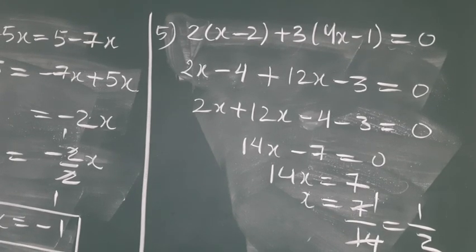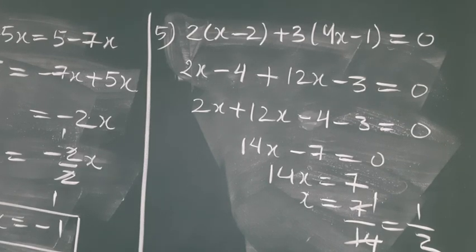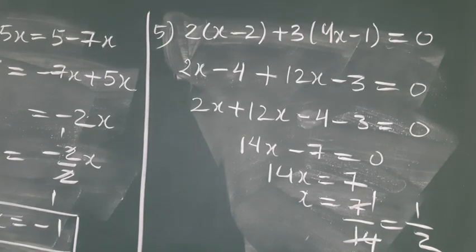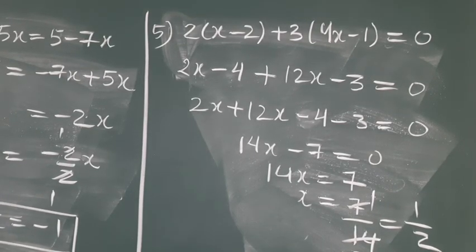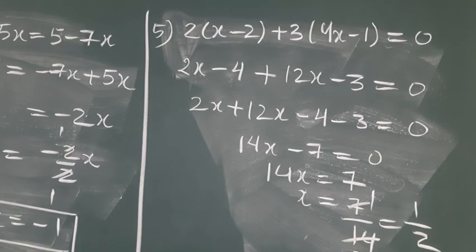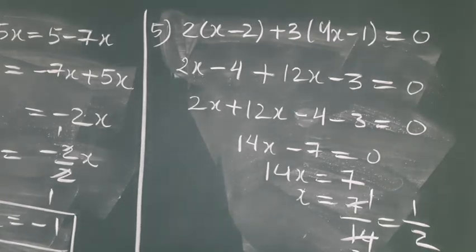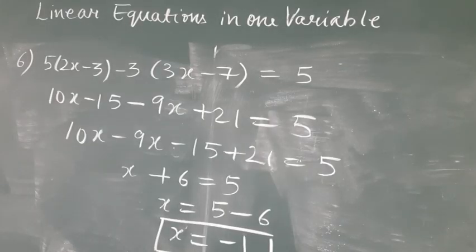Since 14 is multiplied with x, once it goes to the right hand side, it will be 7 upon 14, and once you simplify 7 upon 14, it will be 1 upon 2. So I hope you must have understood this question also. Now moving on to the next question students. So the next question is question number 6.